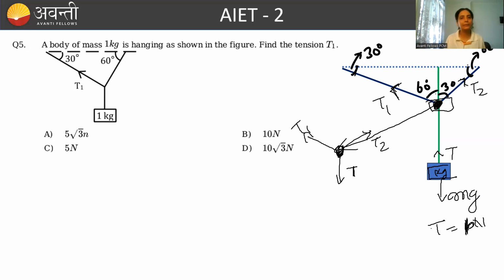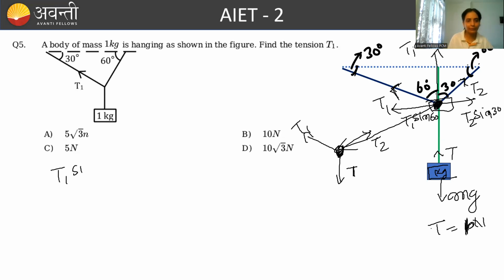Now let's break this T1 and T2 into vertical and horizontal directions. So T1 will have a component in the vertical direction. How much? T1 cos 60. And this T2 will have a component in the vertical direction. How much? T2 cos 30. And in the horizontal direction, T1 will be how much? T1 sin 60. And T2 will be how much? T2 sin 30.